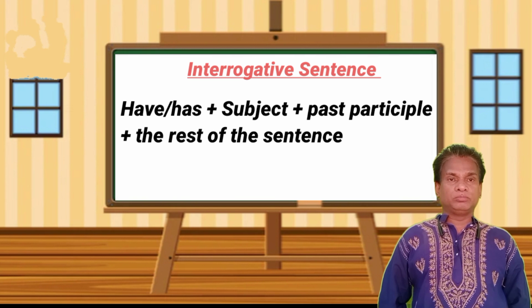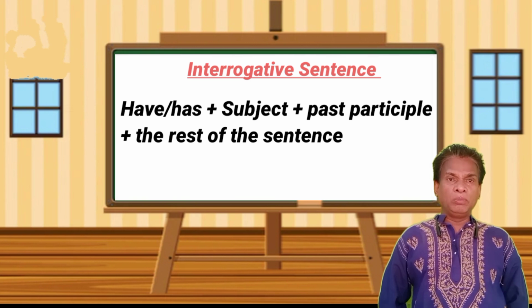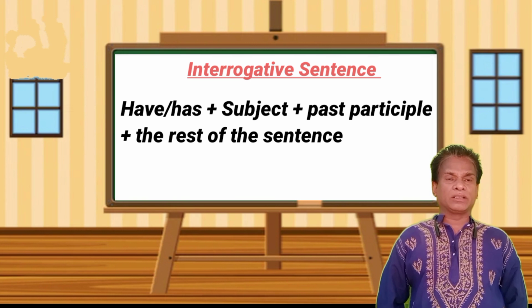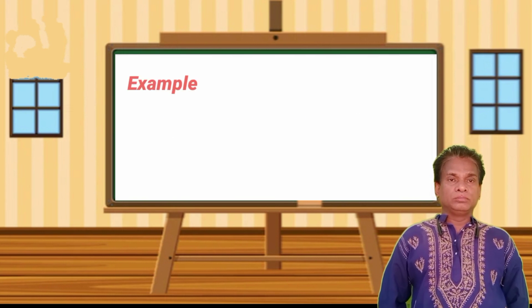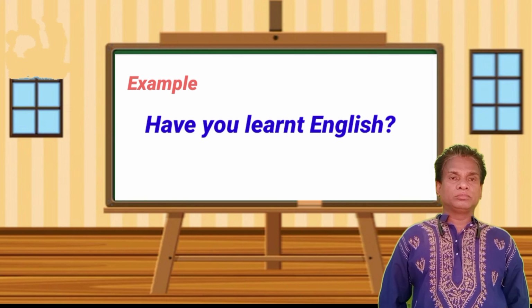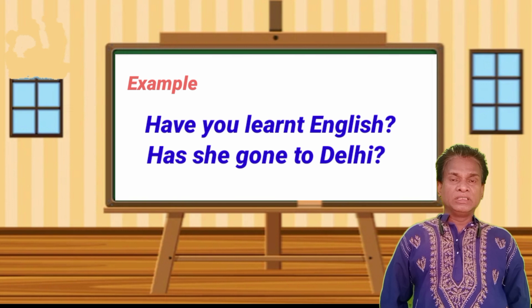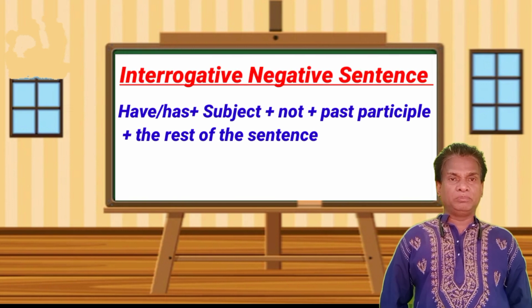Interrogative sentence: has or have plus subject plus V3 plus object. Have you learnt English? Has she gone to Delhi? These are examples for interrogative sentences.